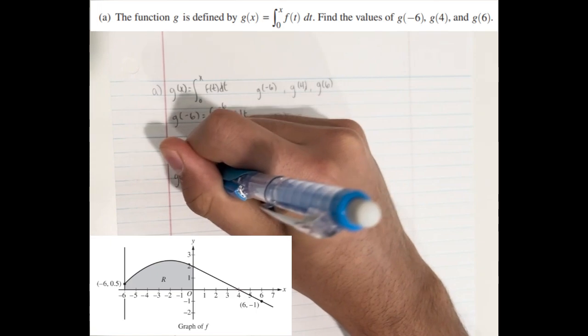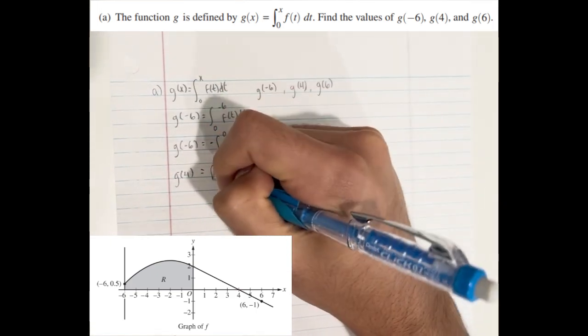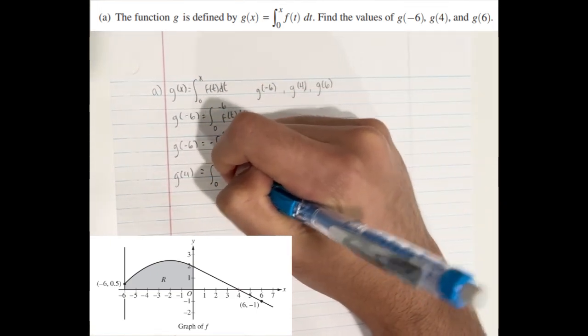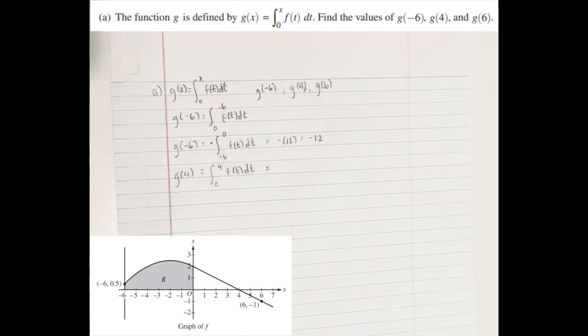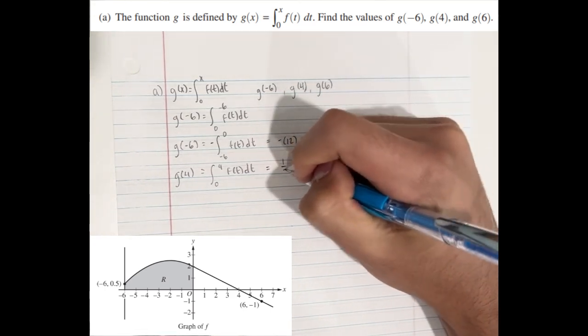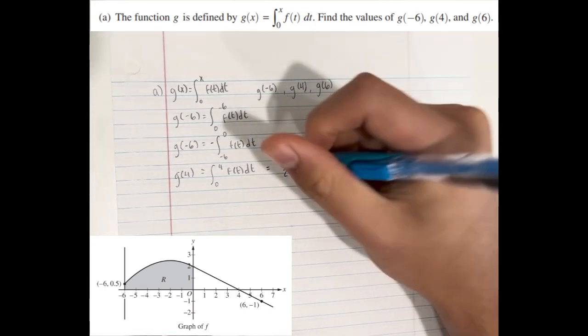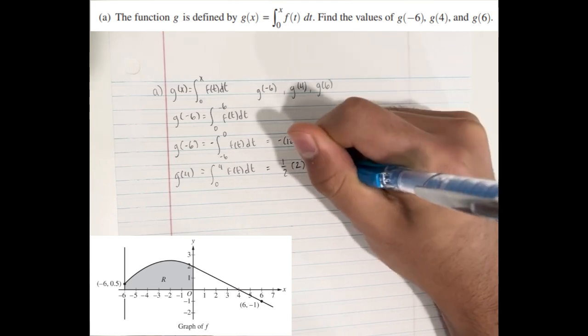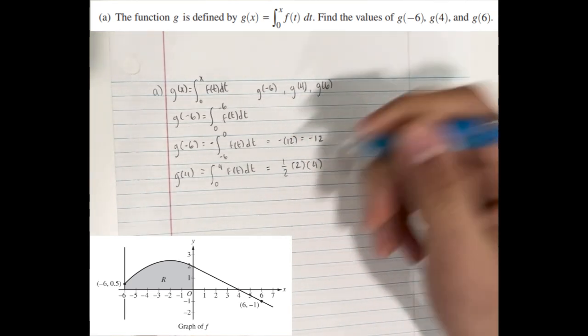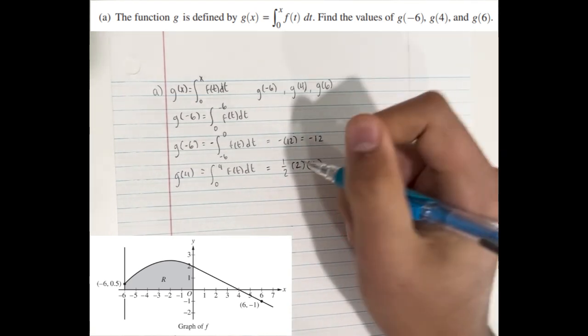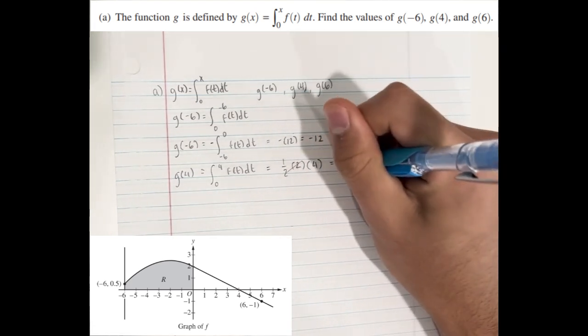g(4) is the definite integral from 0 to 4 of f(t) dt, and the area under the curve of f(t) from 0 to 4 is a triangle with height 2 and base 4. Using the formula for the area of a triangle, 1/2 base times height, or 1/2 height times base in this case, that equals 4.